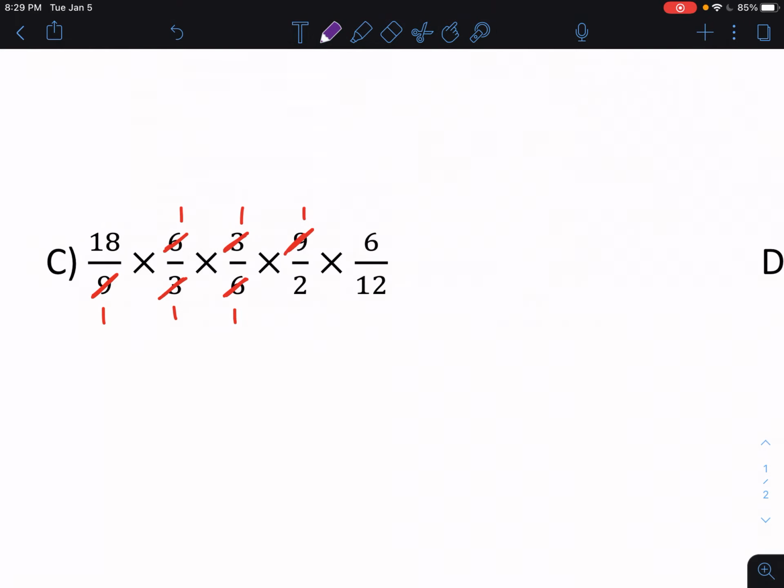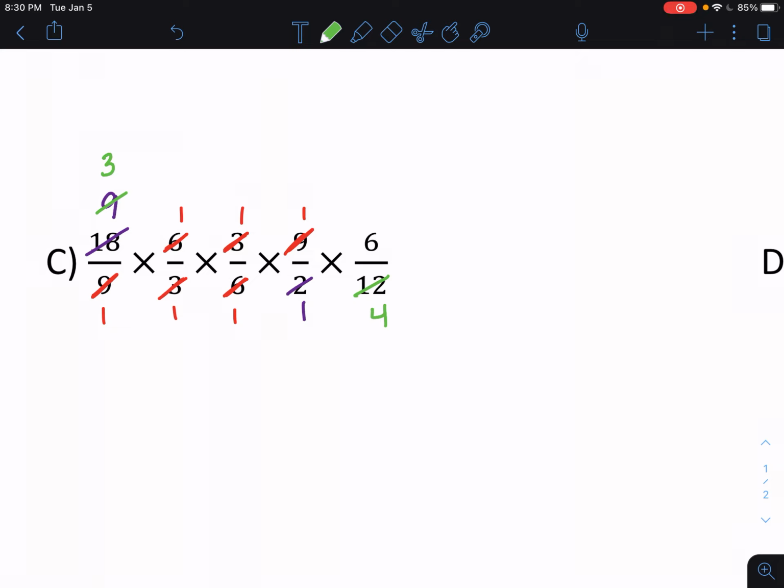So 18 and 2 can go together. So this is going to become a 9, and this is going to become a 1. And then depending on how you want to look at it next, I can do the 9 with the 12 or the 6 with the 12. If I do the 9 with the 12, it's going to be 3 up here and 4 down here. So that's completely simplified. And then the 6 and the 4 can still be simplified further.